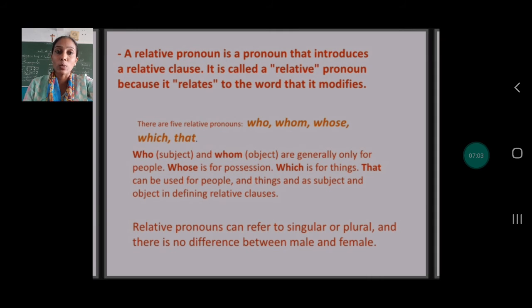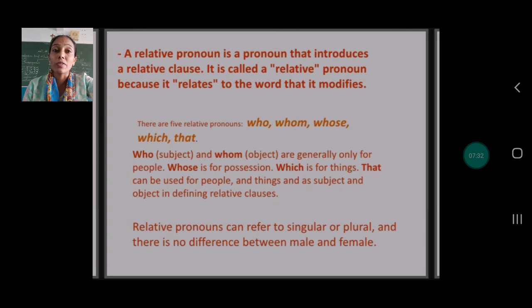Now keep in mind one more important thing. Who and whom are generally only used for people. If we are talking about human beings, people, we use the subject who. And if we are talking about the object, we use the relative pronoun whom. Which is used only for things. Which is never used for people. Which is used only for things.